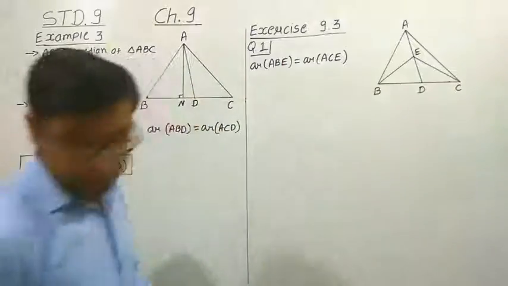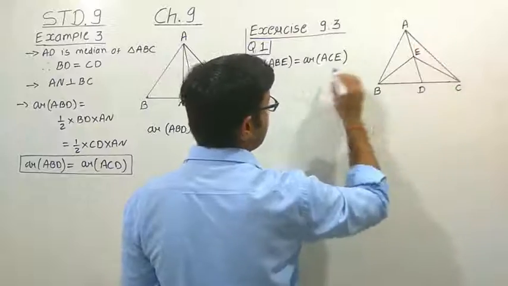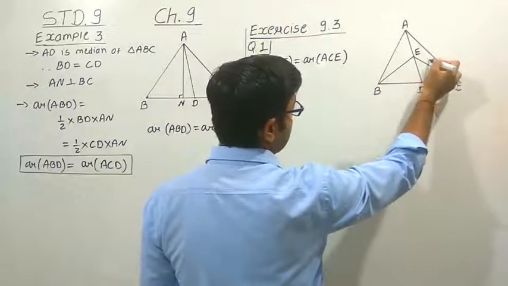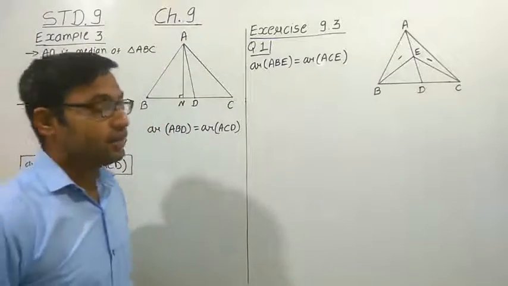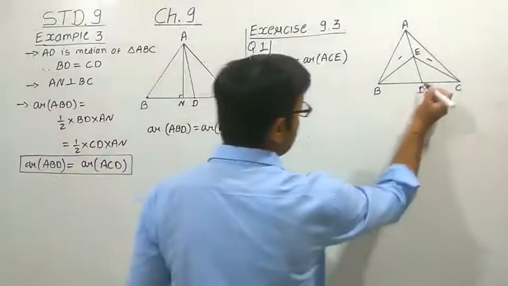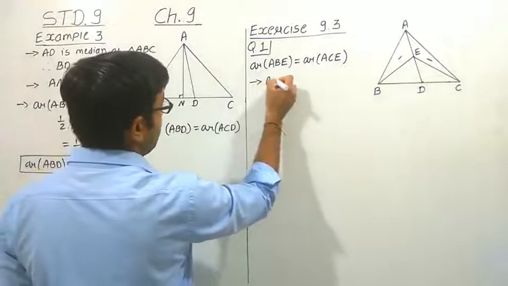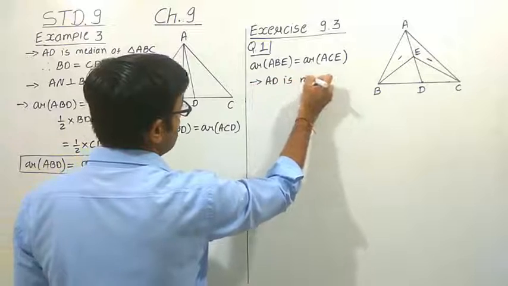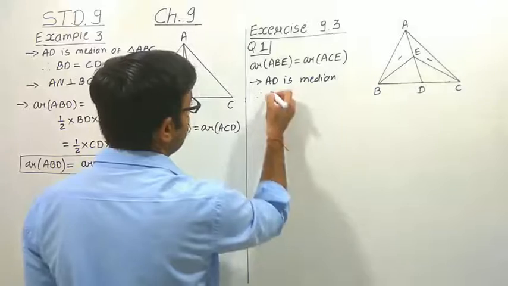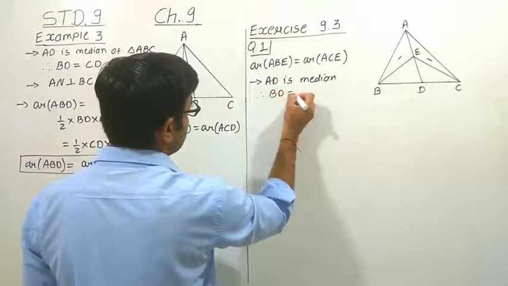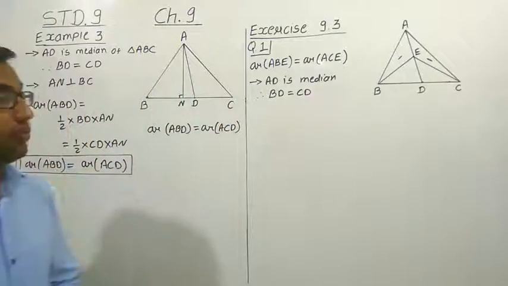So where is the triangle ABE? ABE is this triangle, ACE is this triangle. We have to prove that both the triangles have equal areas, right? Here the condition is given that AD is the median. So we can write down that AD is the median. Therefore, we can write down that BD is equal to CD, right? BD and CD will become equal.